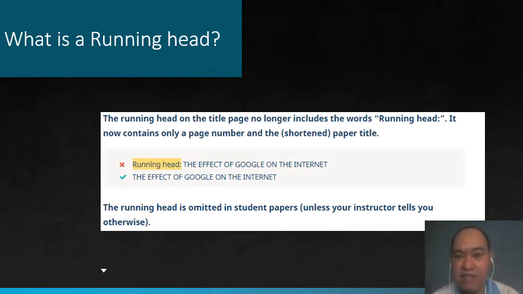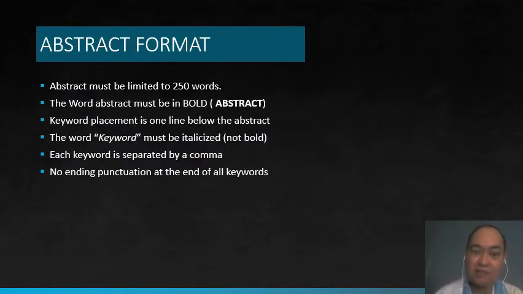The running head is deemed to be omitted for student papers because it's not more efficient. It's troublesome to read. It's not direct to the point. Next, what's the abstract format? The abstract format is limited to 250 words.